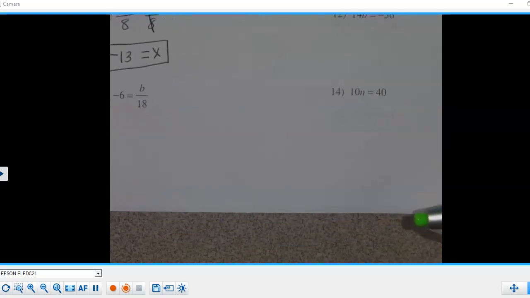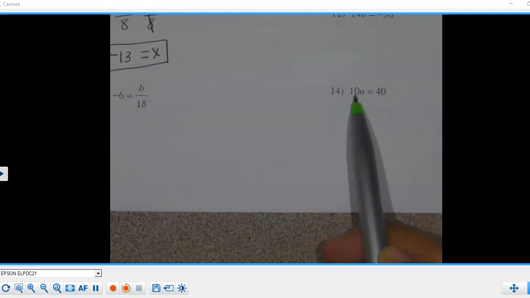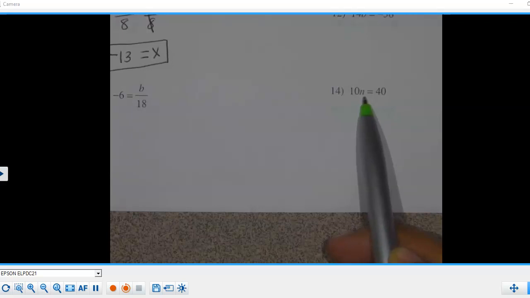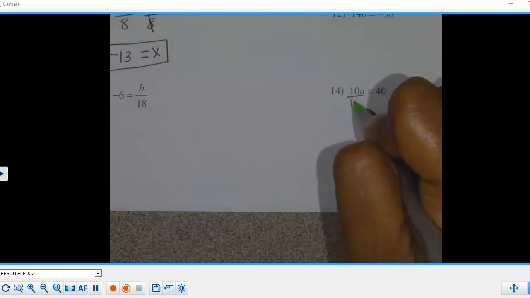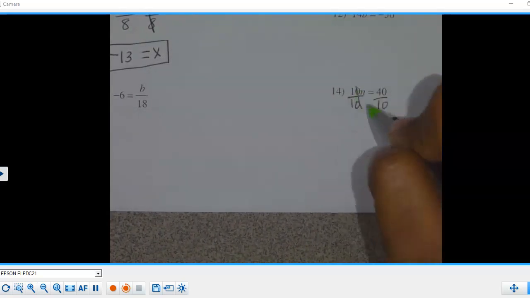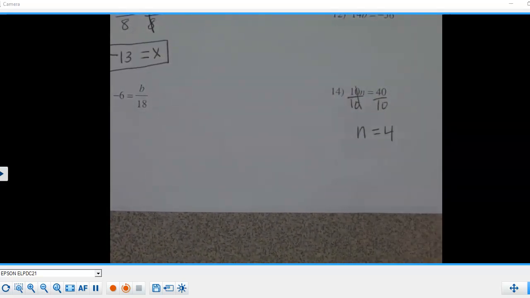I'll do one more for multiplication. Look at this one. 10, that's the coefficient. The coefficient is a number in front of a variable. It's being multiplied to n. 10n, so we want to divide by 10 to both sides. So n is equal to 4.